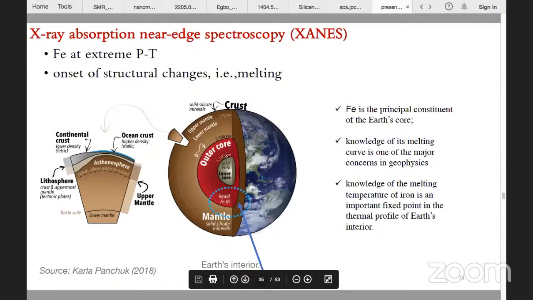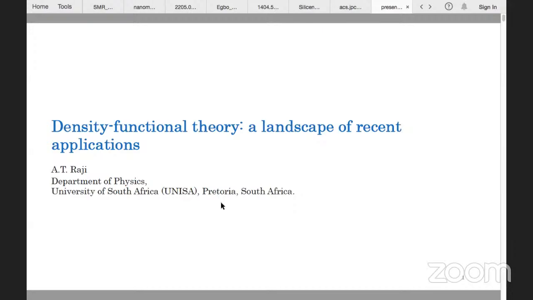Now, our interest is in iron at extreme pressure, as I've said. Why is iron important? Iron is an important component of the Earth's core, and people in geophysics are concerned about it because it's one of the important components of the Earth's interior. When it melts, iron in a liquid state has some implication on the Earth's geomagnetic field, and it's also very important in determining the thermal profile of the Earth's interior. So it's one of the most important elements in the Earth's interior.